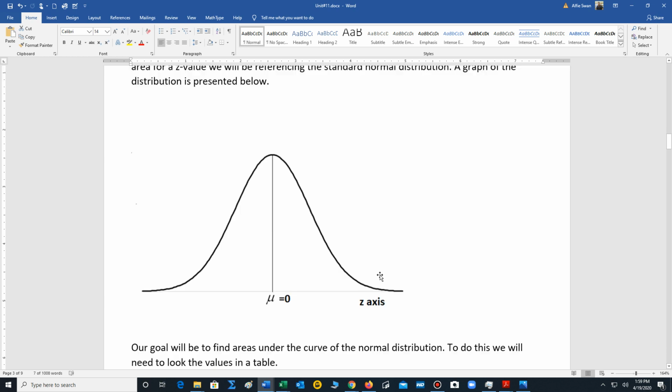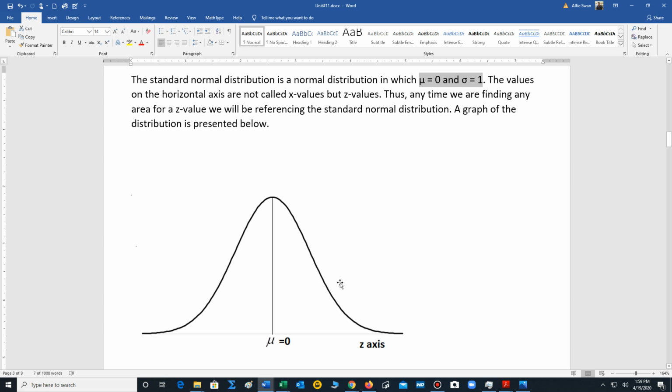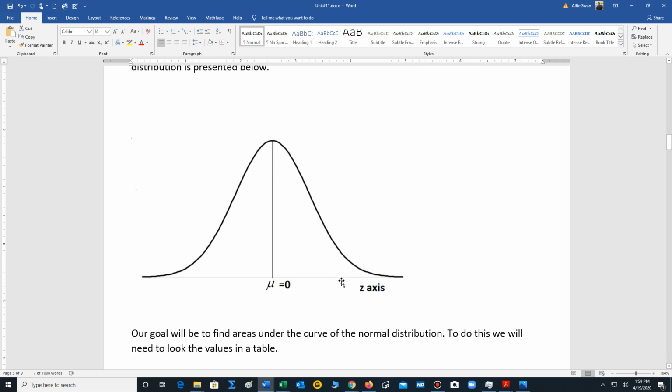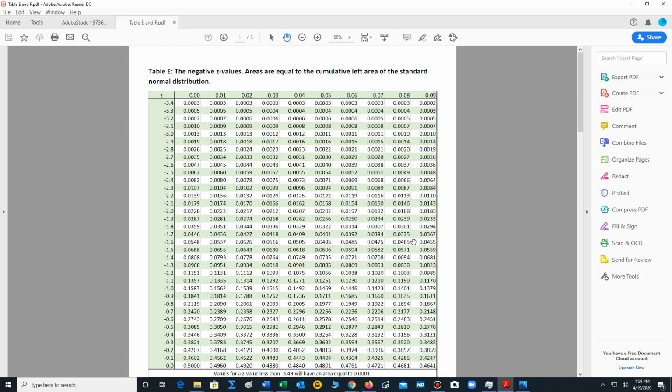Now, what's nice about the standard normal distribution is we have a table that we can use to look up the areas under the curve. So let me just show you what the table looks like. I do have a copy of the table for you to examine. So this is the table. We're going to be working with this table to find areas under the curve.